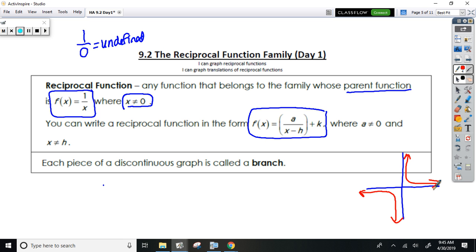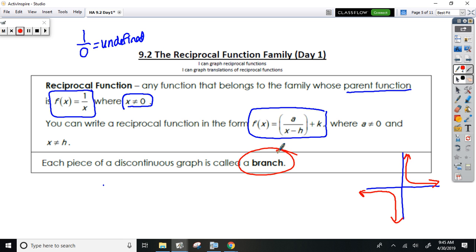They are called branches because the function itself is not considered to be continuous because it kind of skips from one part to the other. These are called branches of the graph. I don't know if you have any pictures on your paper, so you might want to draw those.